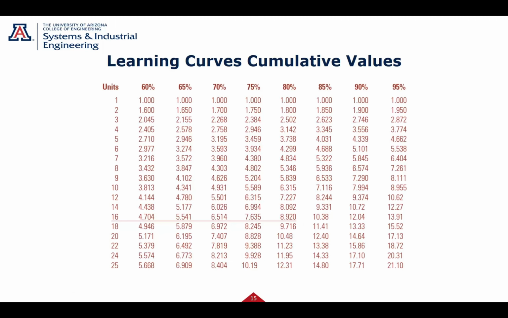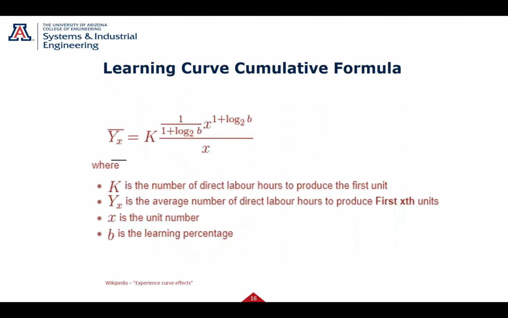So this is what's called the learning curve, and this is cumulative. Cumulative is probably more beneficial to you than the previous, because usually the project you're going to have to bid is tell me how much it is for X number of units. Okay. Again, if you wanted the math, here's the math. Again, we're not going to get into that in detail, but you have the tables or you can do the math.